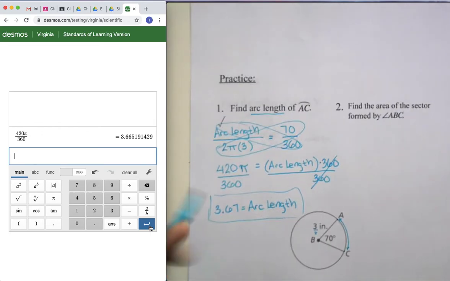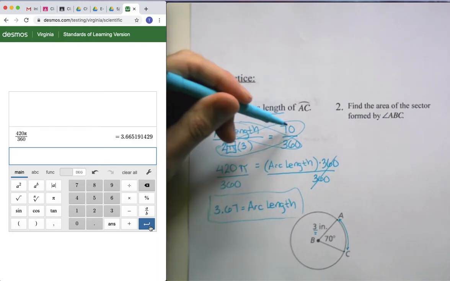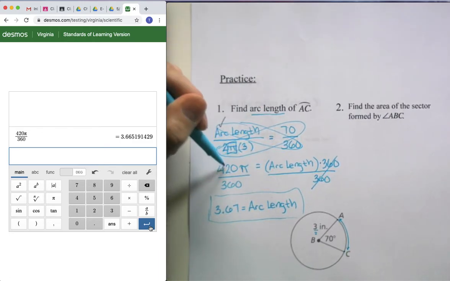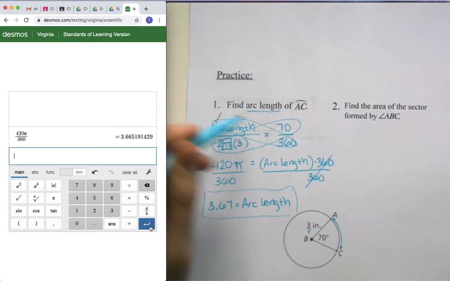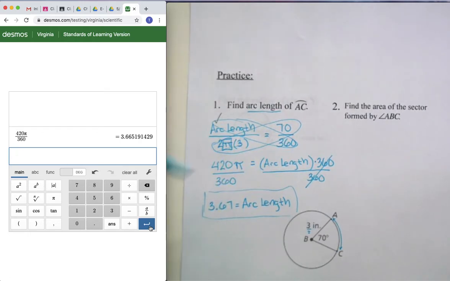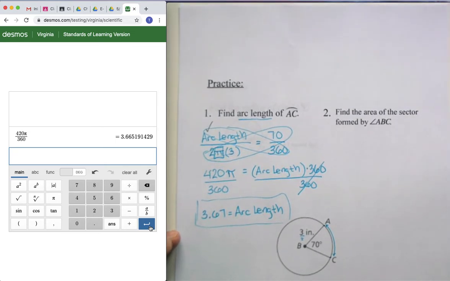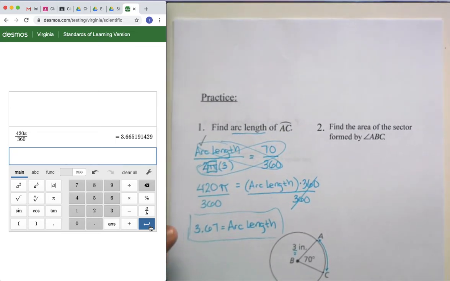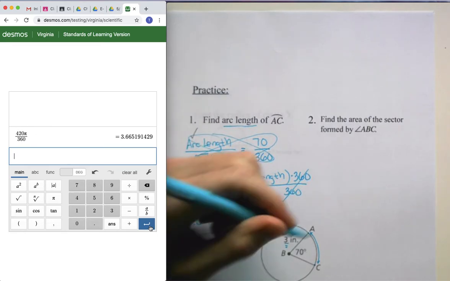Okay, so again, just to recap, I cross multiplied, but I left it in terms of pi. Okay, 70 times 2 times 3 is 420, and I put the pi right next to it. Okay, and then I cross multiplied on the other side, arc length times 360. I divided out the 360 on both sides and got 3.67 as my arc length. Okay, all right, let's try one with area of a sector. So it says find the area of the sector formed by angle ABC.